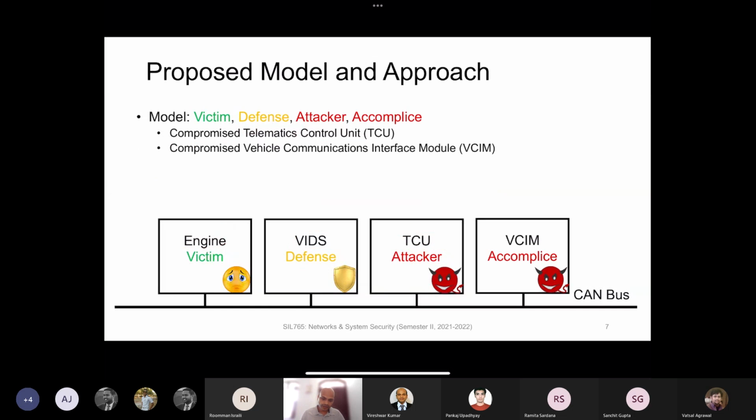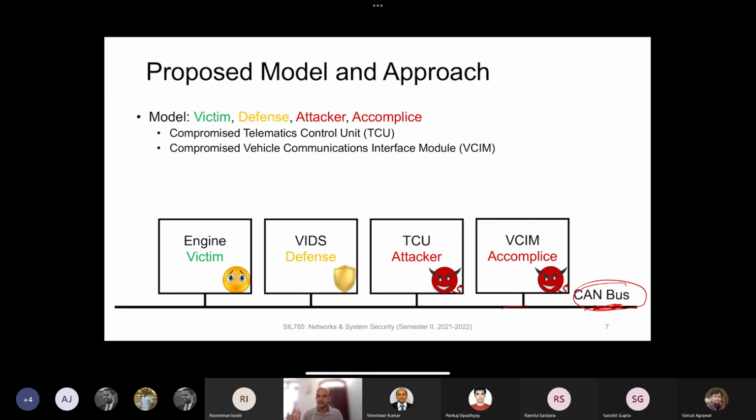Okay, so what we thought was that we should think in terms of a more powerful adversary. We should definitely not limit ourselves to this conventional way of detecting attacks. And therefore we considered that this is a bus, a controller area network bus, and there is always a possibility that there is more than one attacker connected at different locations on the bus.